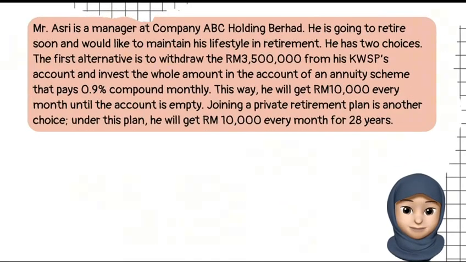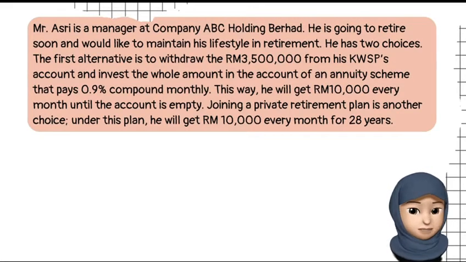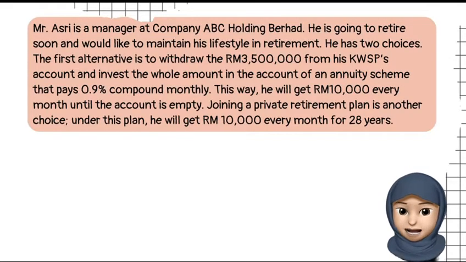Mr. Asri is a manager at company ABC Holding Berhad. He is going to retire soon and would like to maintain his lifestyle in retirement. He has 2 choices. The first alternative is to withdraw the 3,500,000 from his KWSP account and invest the whole amount in an annuity scheme that pays 0.9% compounded monthly. This way, he will get 10,000 ringgit every month until the account is empty.